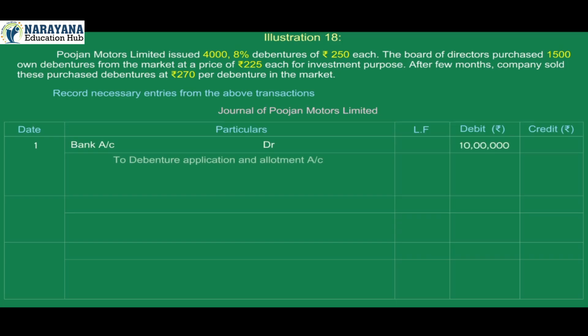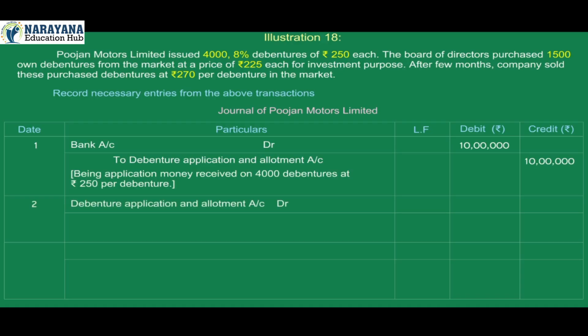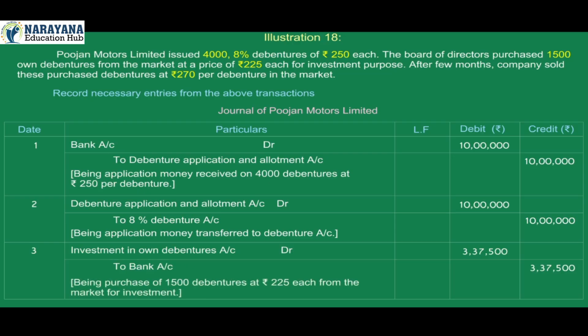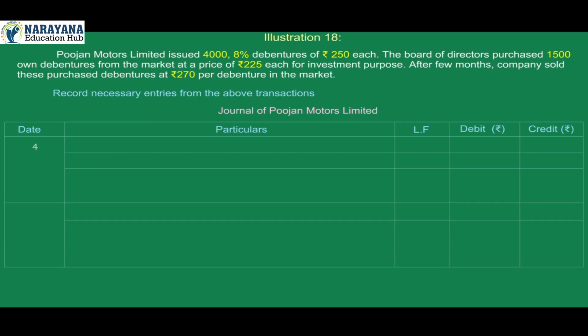1. Bank account debit 10 lakh, to debenture application and allotment account credit 10 lakh, being application money received on 4,000 debentures at Rs 250 per debenture. 2. Debenture application and allotment account debit 10 lakh, to 8% debenture account credit 10 lakh, being application money transferred to debenture account. 3. Investment in own debenture account debit 3,37,500, to bank account credit 3,37,500, being purchase of 1,500 debentures at Rs 225 each from the market for investment.